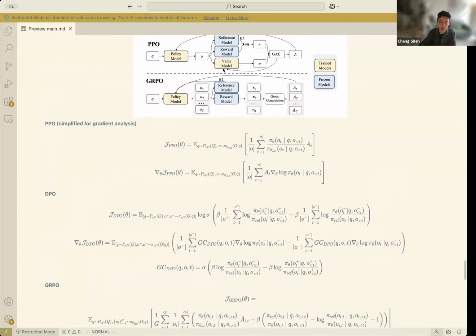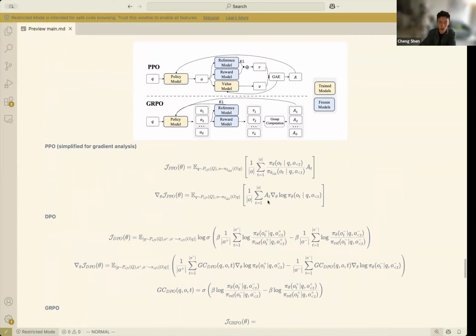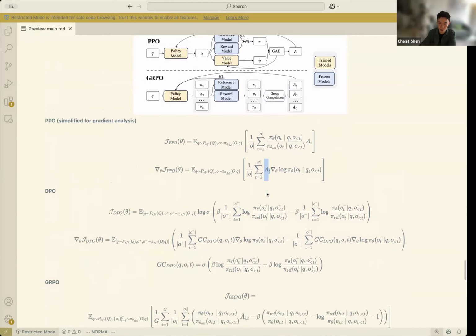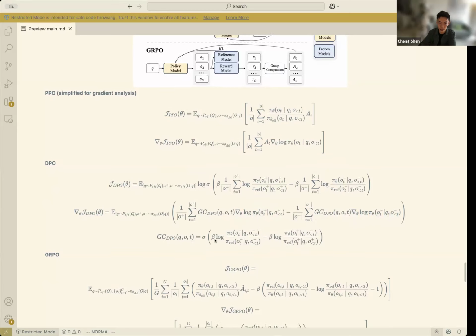But to get the advantage, it relies on the value model and also a KL divergence between the policy model and the reference model, and also a reward model. So for PPO, calculating this advantage is very expensive during training. For DPO, similarly, if we look at the gradient that we want to do gradient ascent on, we have the gradient on the policy, and the coefficient that is multiplied to this gradient is the preference between a positive sample and a negative sample.